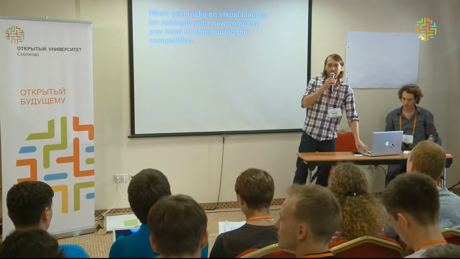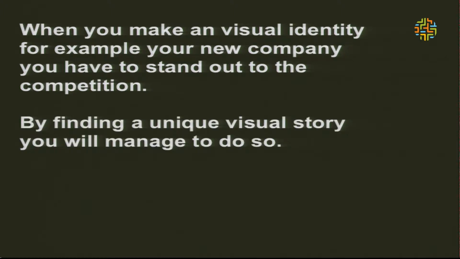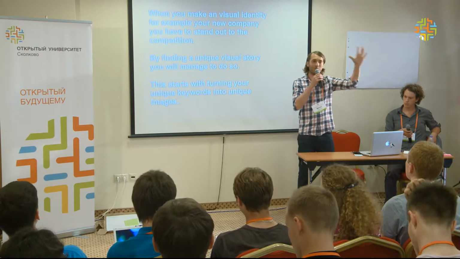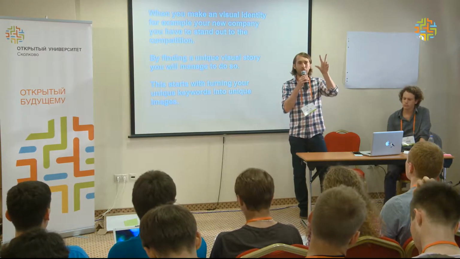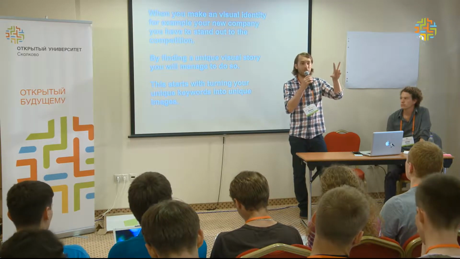So this is the basic principle of a visual identity. You have to stand out from the competition, and you have to do that by finding a unique visual story. With these 3 keywords, we will make images. You have had a whole story, you've boiled it down to keywords, and now you're left with 3 words. And now it's interesting to see if you've picked the right words.